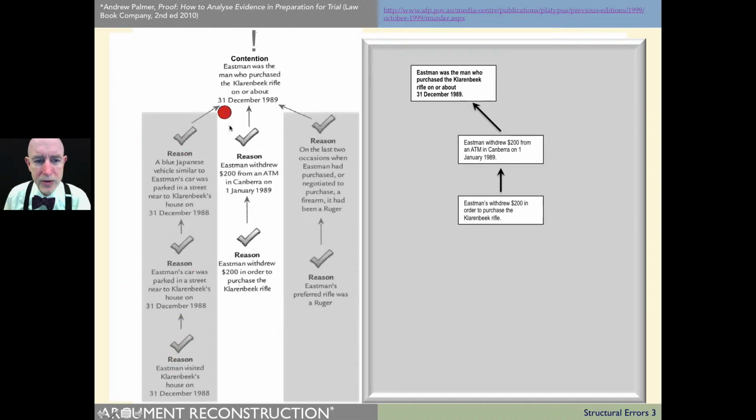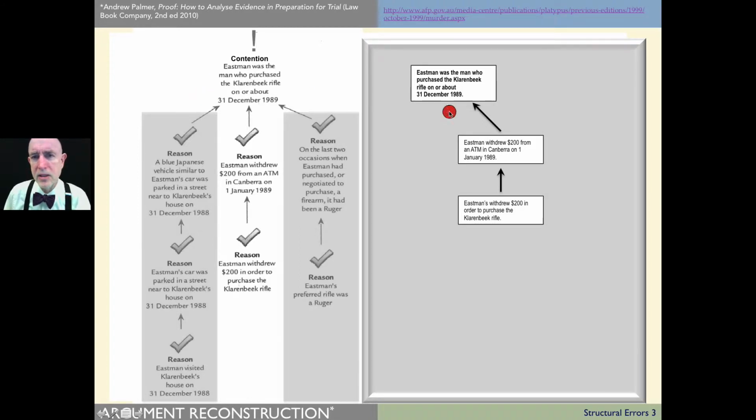Now we're doing Reconstruction 3, which is what are called reasons here. These two premises supporting this same conclusion we've been discussing. It's called a contention here, which is fine. It's the contention or the conclusion. And here, again, the conclusion is Eastman was the man who purchased the Clarenbeck rifle on or about 31 December 1989.